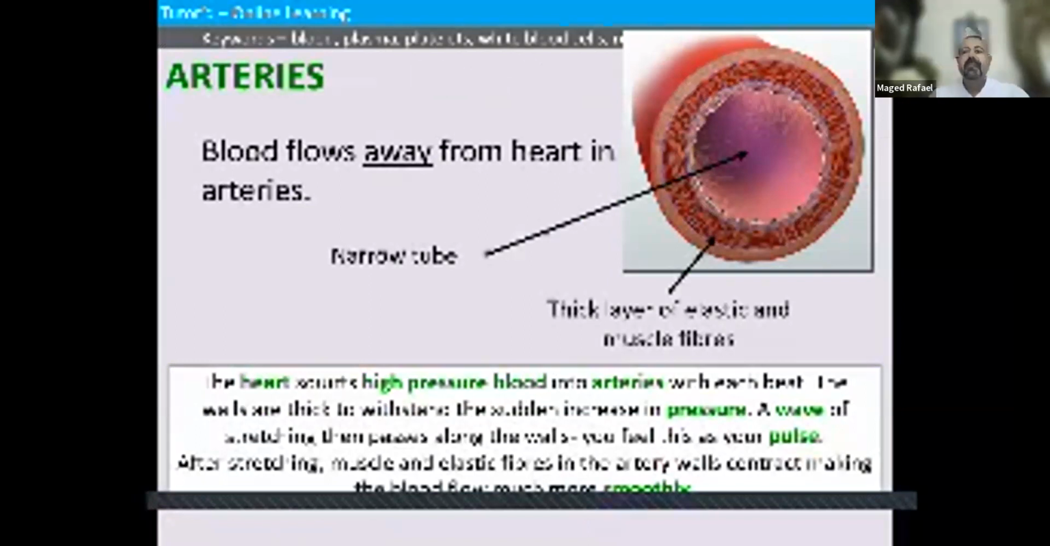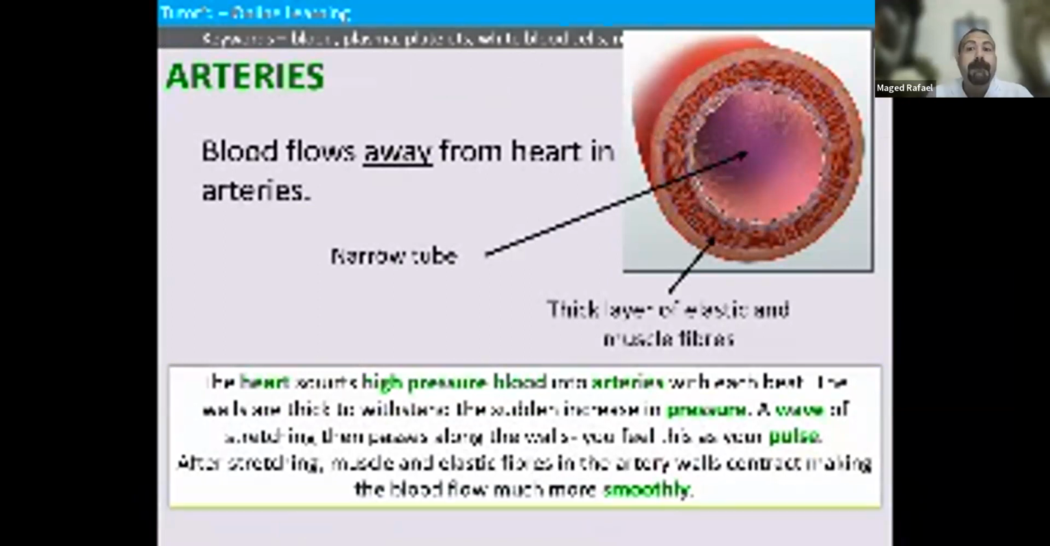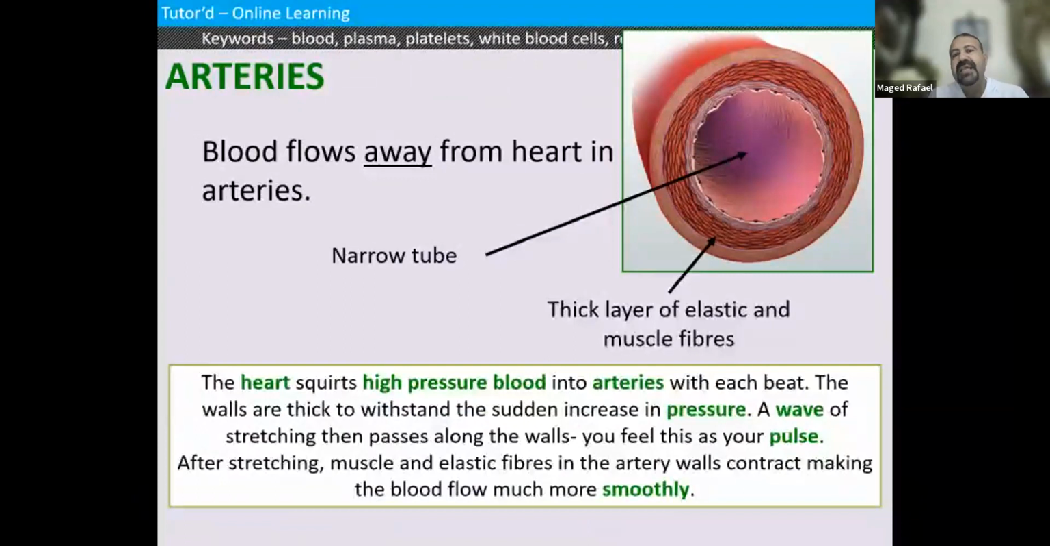Let's go to the explanation slide, and then I will ask you to fill in the table. The first type of blood vessel is the artery, and you will be able to compare between the artery and the vein after the explanation of this slide and the next slide. Arteries generally take the blood away from the heart. So blood flows away from the heart in arteries.